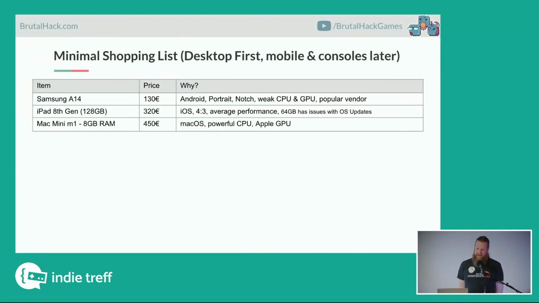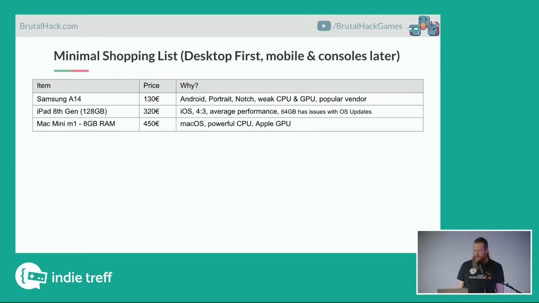Mac Mini M1, 8 gigs of RAM. This is the absolute minimum that I recommend for a Mac. You can get much cheaper older Macs, but they aren't very strong. And this one gives you macOS, a seriously powerful CPU. So chances are, if you're developing on a Windows laptop that's like 2 years old, even if it's a gaming laptop, this CPU might be just stronger than your current one for development. And it gives you an Apple GPU, one of those newer ones.